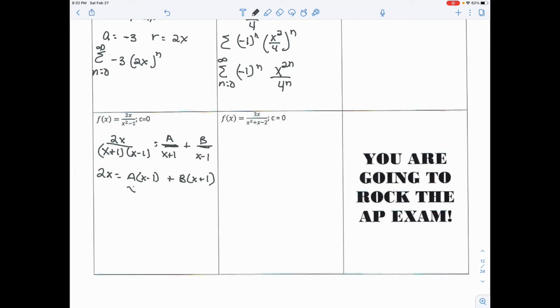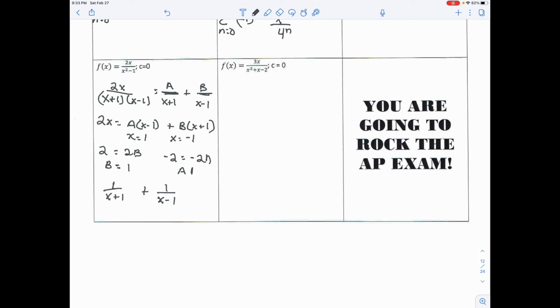So if we let x equals 1, we get 2 is equal to 2B. So B is equal to 1. If we let x equals negative 1, we get negative 2 is equal to negative 2A. So A is 1. So we get 1 over x plus 1 plus 1 over x minus 1.